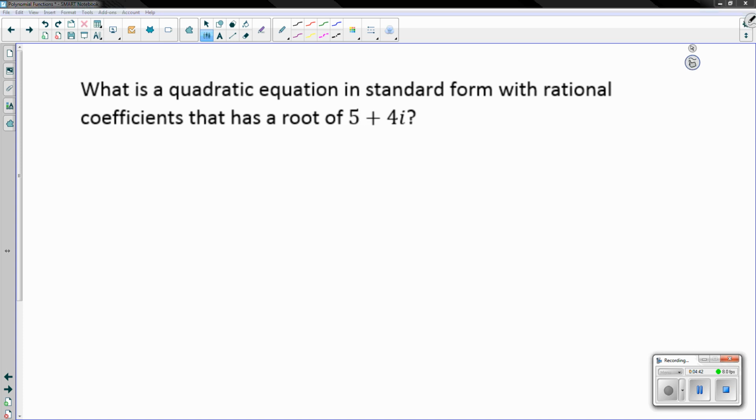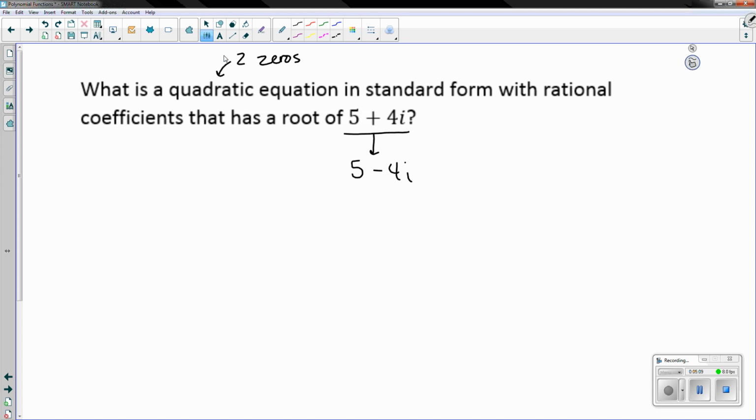So here's our first example. What is a quadratic equation in standard form with rational coefficients that has a root of 5 plus 4i? If it's quadratic, we know that there are two zeros present from the fundamental theorem of algebra. We're given one zero, and we can identify that it's an imaginary solution, so a conjugate pair should also be present, 5 minus 4i. And there are two solutions.